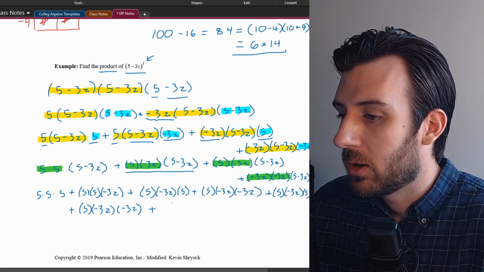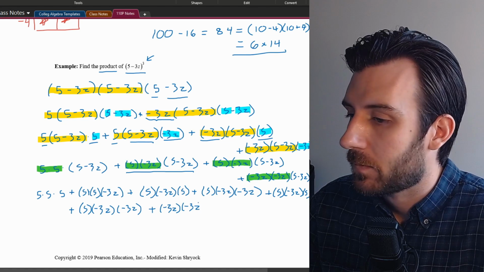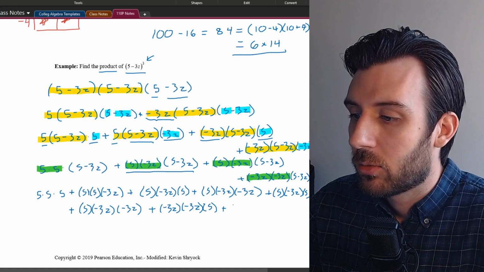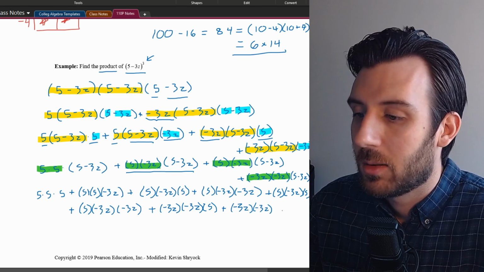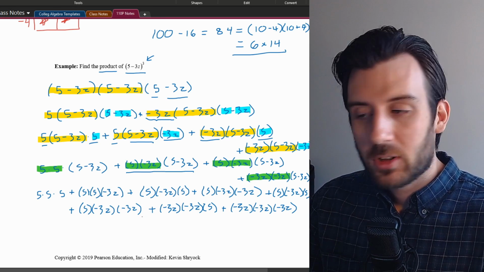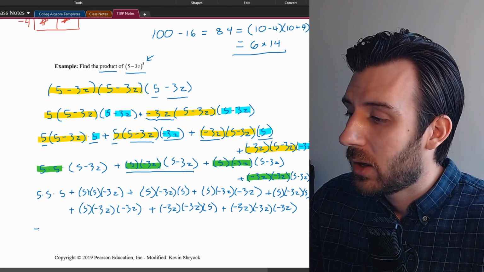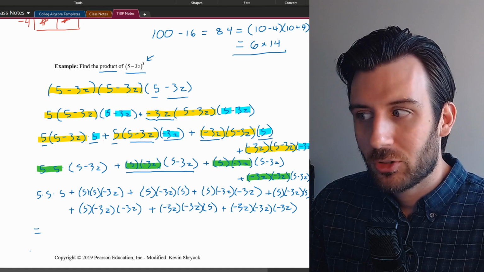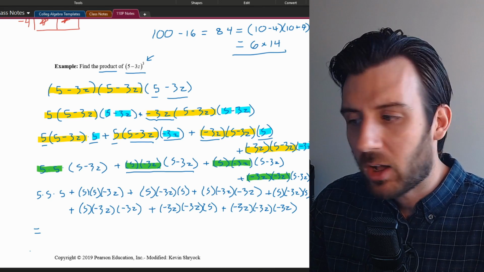Okay, so that would be negative 3z times negative 3z times 5, and then I have negative 3z times negative 3z times negative 3z. Oh golly, so much to keep track of there. But here's the really interesting thing. I'm going to write this in a certain way, and it's going to help reveal that all of this work we did actually came about from a pretty predictable process, if you will.